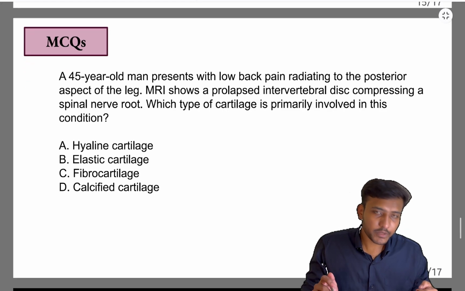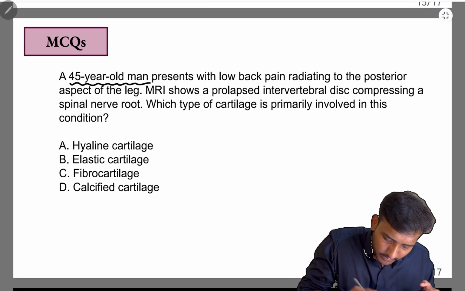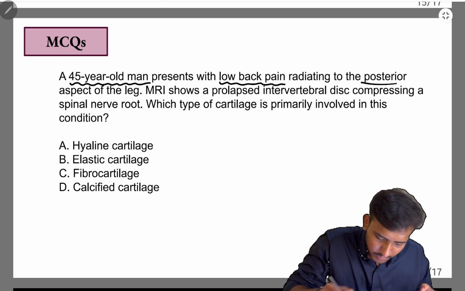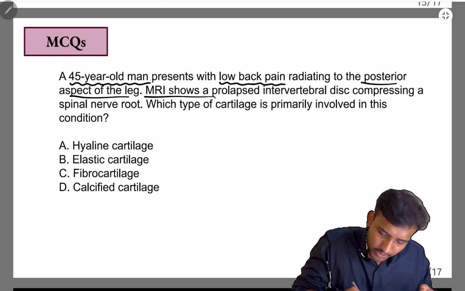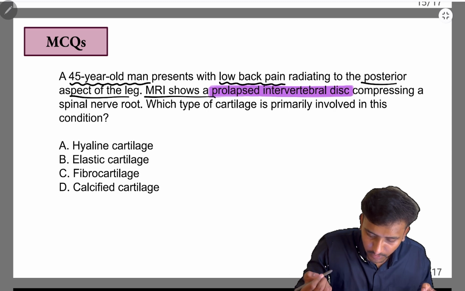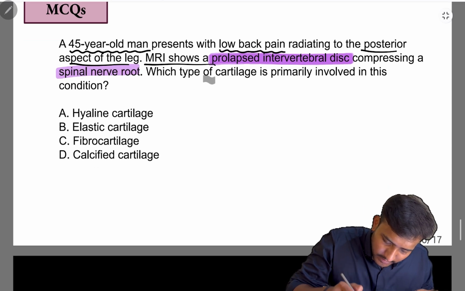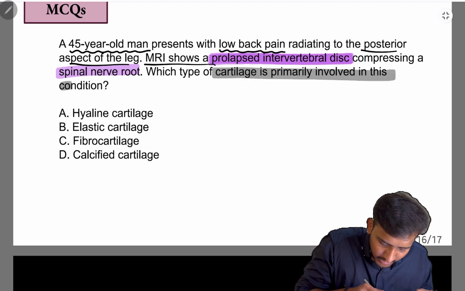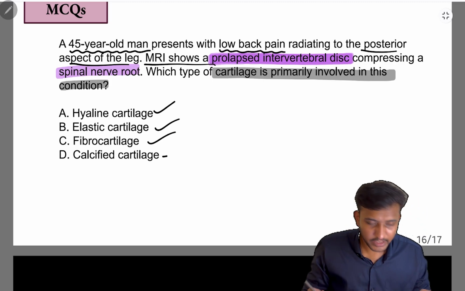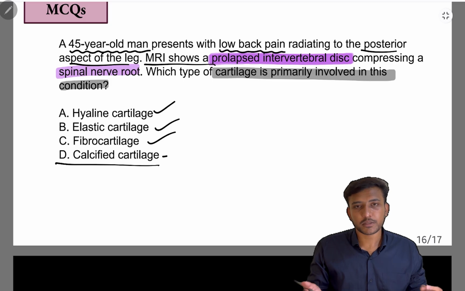Now we'll come to one more MCQ, guys. Try to solve this MCQ. It says that a 45-year-old man is complaining of lower back pain which is radiating to the posterior aspect of the leg. And what is the MRI showing? It's showing a prolapse of the intervertebral disc, compressing the spinal nerve roots, we'll leave it there. Now they are asking which type of cartilage is primarily involved in this particular condition. The options are hyaline cartilage, elastic, fibrous, and calcified cartilage. We don't know about calcified cartilage, they have just added it for the sake of making options.